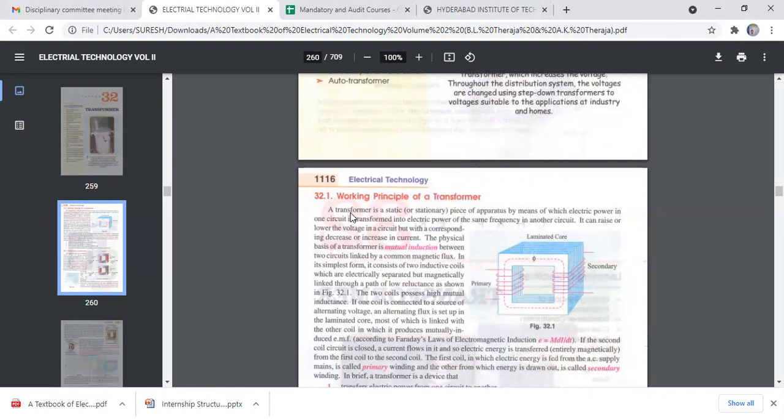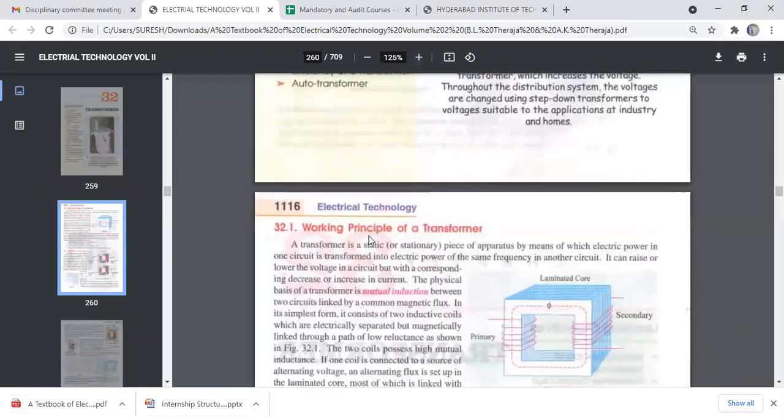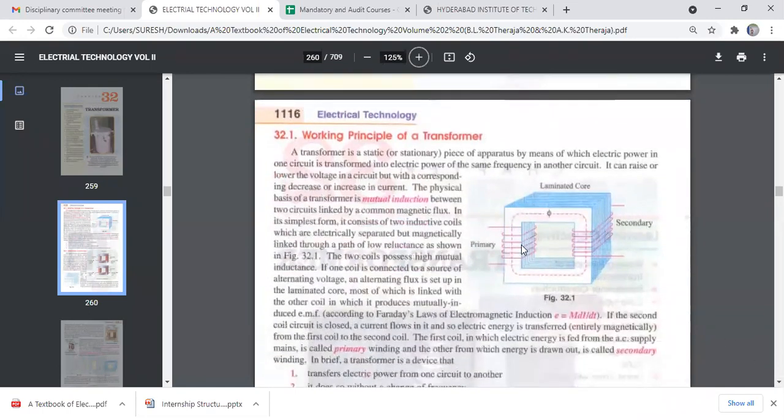First of all, what is a transformer? A transformer is a static device. Is there any rotating part in a transformer? No. That's why it is called a static device. It can't move. We have a primary winding and a secondary winding. This is the primary winding. This is the secondary winding.